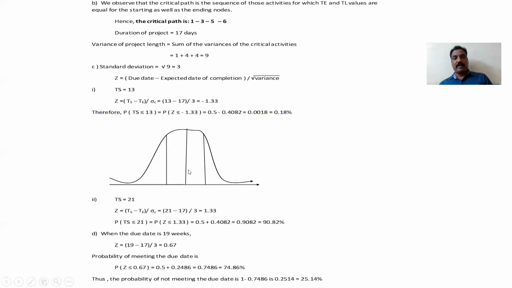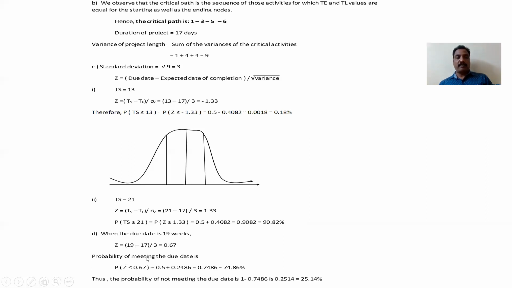This is negative sign. This is positive side. This is on the positive side, this value. So we should add till here is 0.5, from here is this much. So total is 90.82%. So when the due date is 19 weeks, Z is equal to 19 minus 17 divided by 3, that is 0.67.